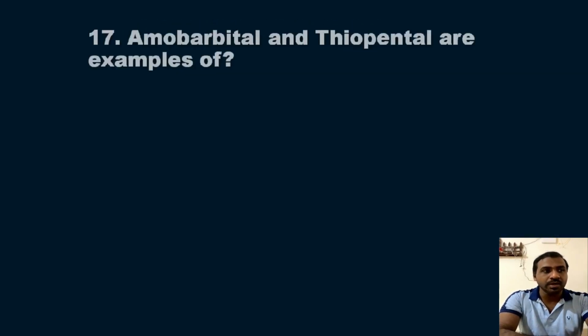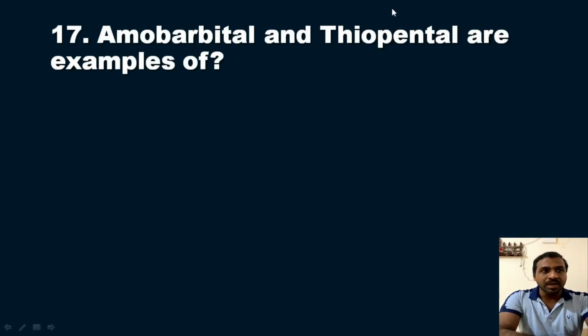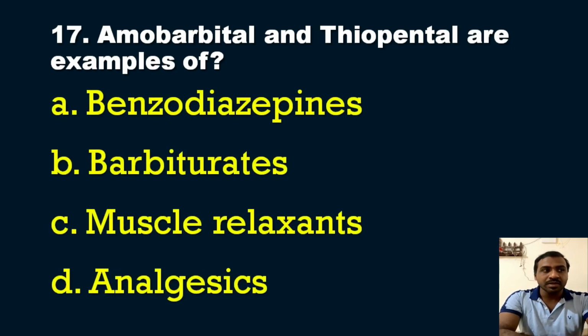Okay, moving on to the next important question. Amobarbital and thiopental are examples of dash. A question from pharmacology, regarding the class of drug. The options are: option A, benzodiazepines. Option B, barbiturates. Option C, muscle relaxants, and option D, analgesics. So amobarbital and thiopental belong to which class of drugs? Benzodiazepines, barbiturates, muscle relaxants, analgesics. So what is the answer?